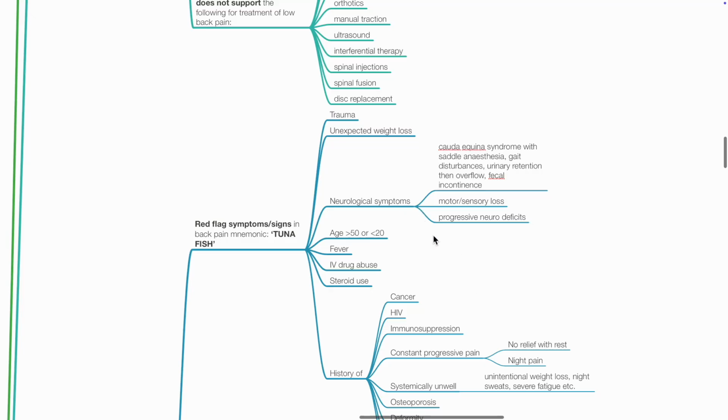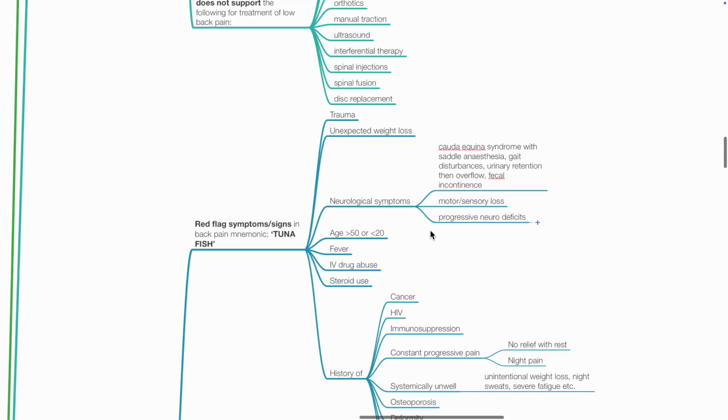For example, motor or sensory loss, progressive neurological deficits, cauda equina syndrome with saddle anesthesia, gait disturbances, urinary retention and overflow, and fecal incontinence. A for age, more than 50 or less than 20. F for fever. I for IV drug abuse.